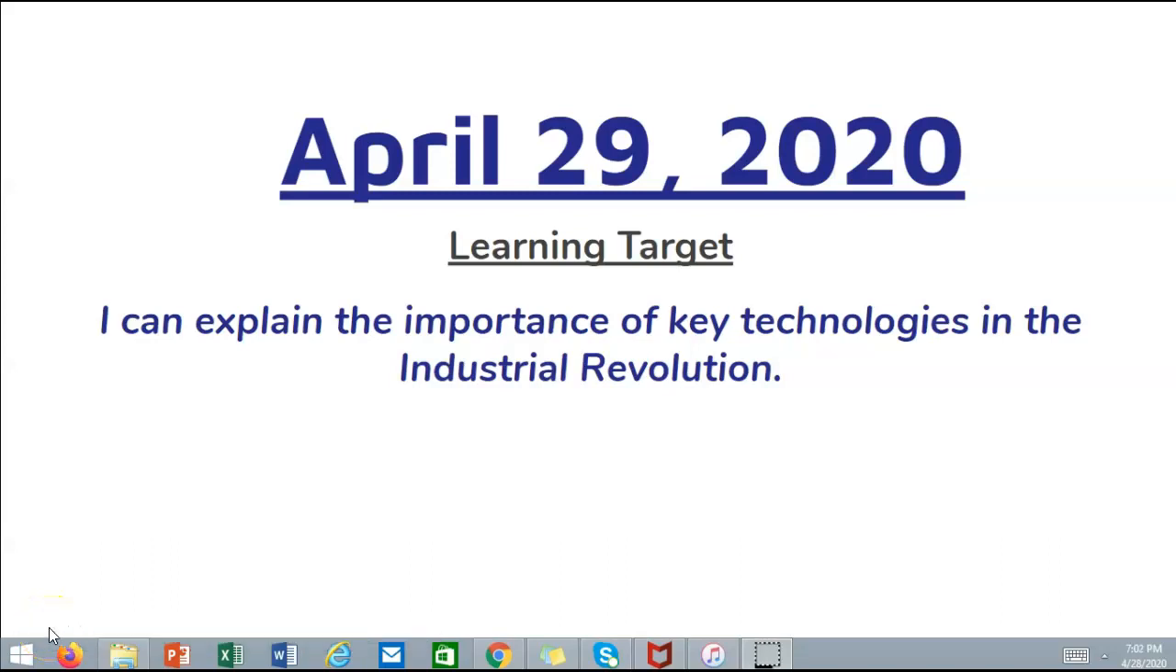Today's learning target is to finish up talking about the importance of these key technologies. So yesterday we kind of explained what some of them were. Today it's more focused not just on what they did, but trying to figure out how we judge their impact, particularly during the Industrial Revolution. Plan for today.